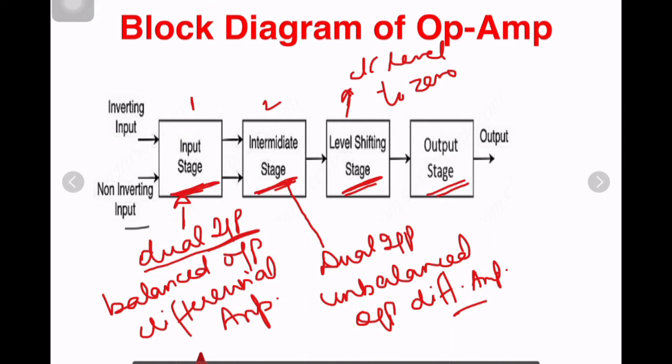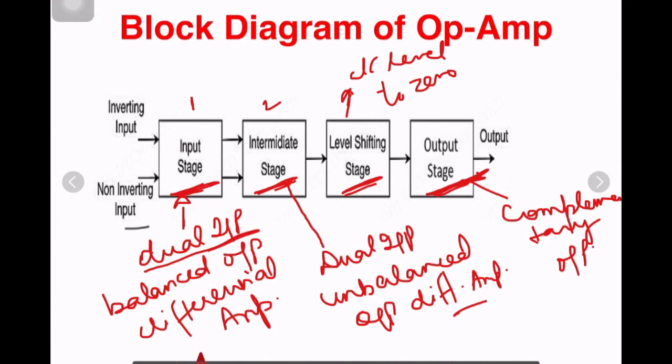And this output stage is normally a complementary output stage, and it increases the magnitude of the voltage and raises the current supplying capability of the output. It also determines the output impedance of the operational amplifier, and it has to ensure that the output resistance of the operational amplifier is low. So this defines a complete operational amplifier.